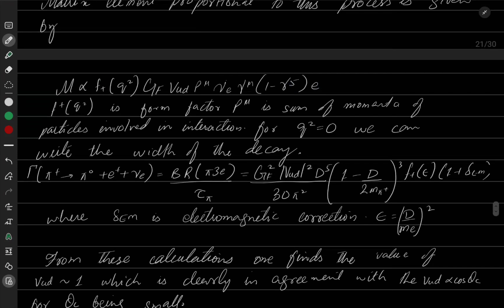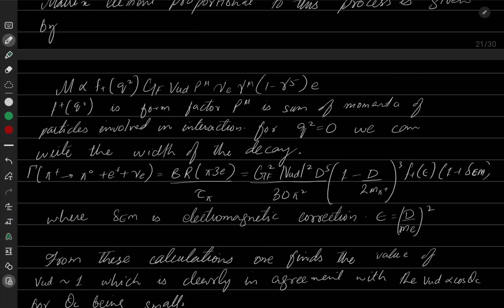Anyway, this is the expression, and if we look into the width of this decay, this is proportional to the branching ratio of this three-body decay divided by the lifetime of the pion, and this is proportional to GF square, the Fermi constant square, VUD square, and the phase space factor f. D is actually the difference of the masses of the pions, since the pion's mass is so low, so we use here the difference of their masses. And we can also see at the end there is delta EM, which are the electromagnetic corrections in these kinds of processes.